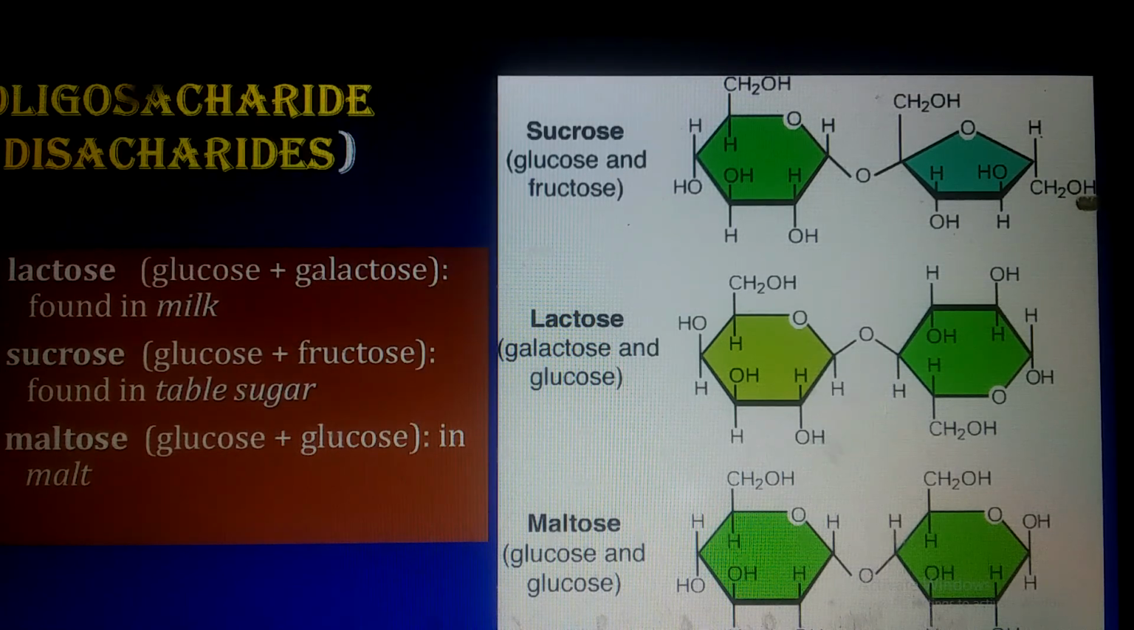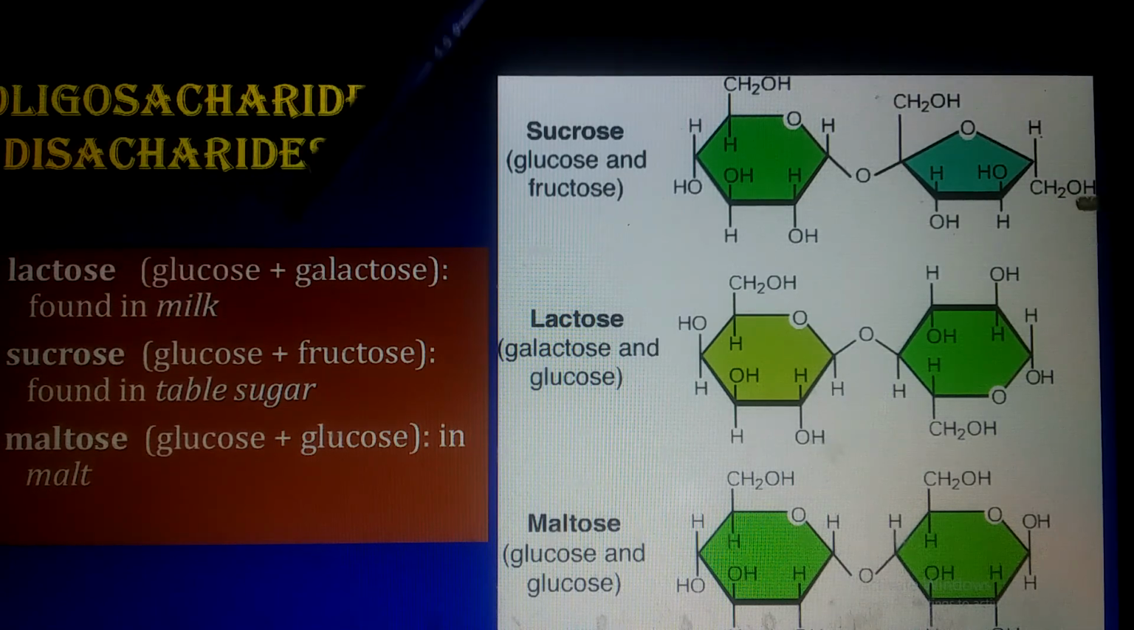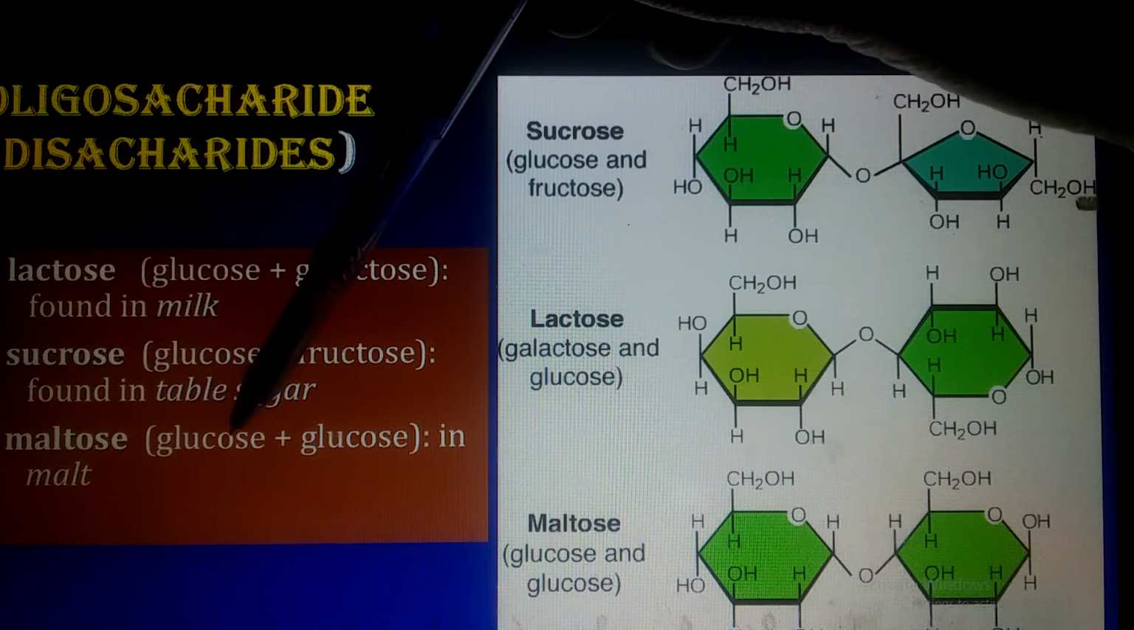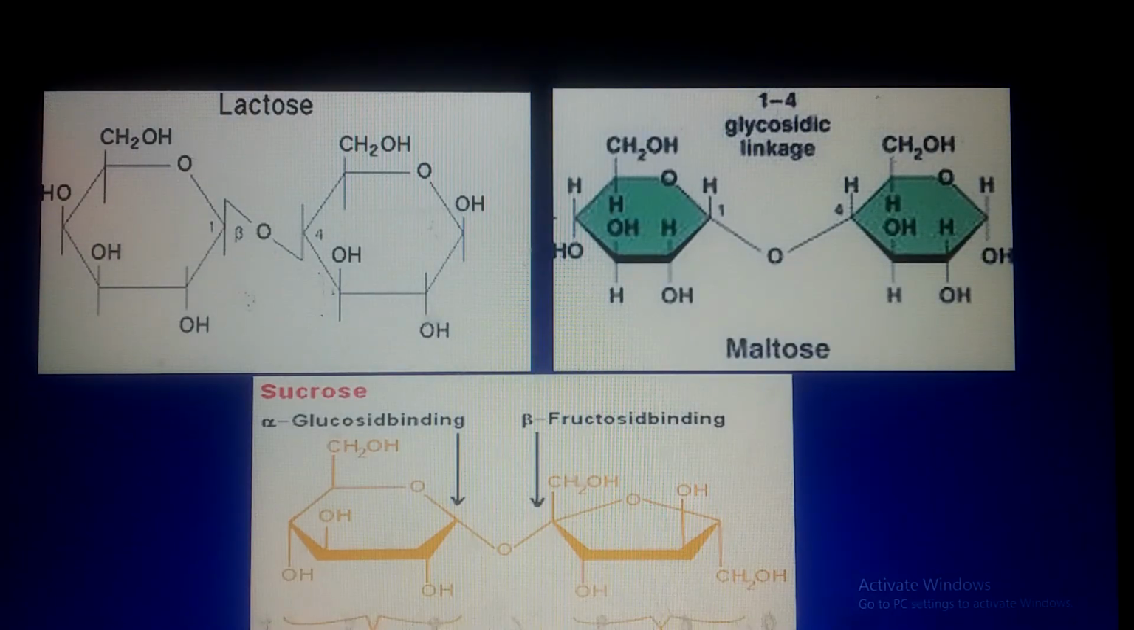And on hydrolysis, lactose gives rise to galactose and glucose. On hydrolysis, sucrose gives rise to glucose and fructose. On hydrolysis, maltose gives rise to glucose and glucose. The concept is clear about the disaccharides, where they are present, and what are the chemical formula and structure of the sucrose, maltose, and lactose. Okay, this is lactose and showing 1,4.